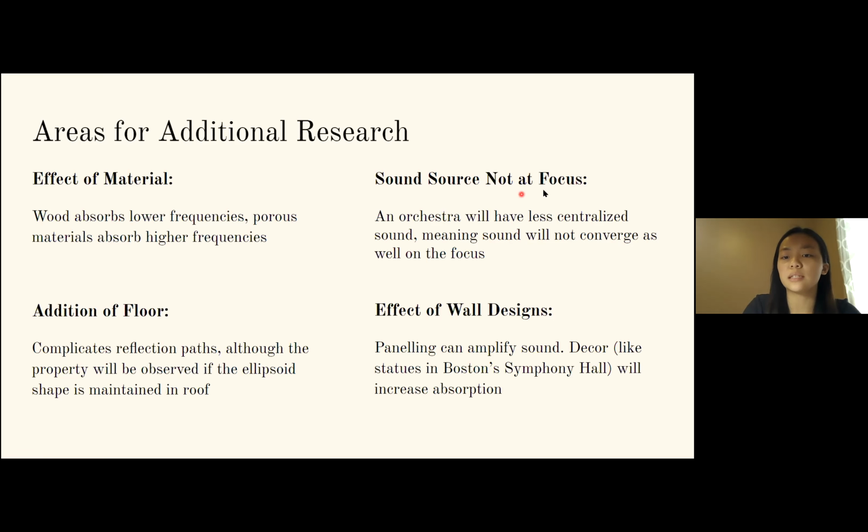If the sound source is not at the focus, which means if we are not simply recording a solo instrument or a very small ensemble, so in the case of an orchestra, this means that the sound will be less centralized. If we are not able to reliably propagate sound off of one of the foci, the pattern of reflection will be a lot more complicated and it will not converge as tightly around the focus. However, this property still does stand and is still deserving of more exploration.